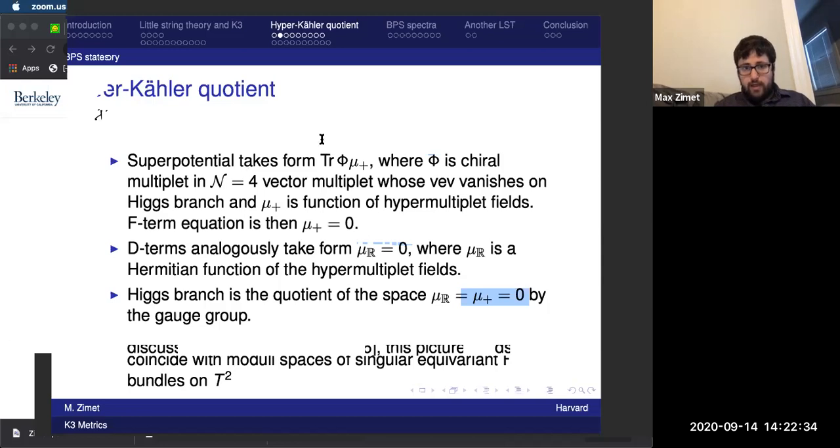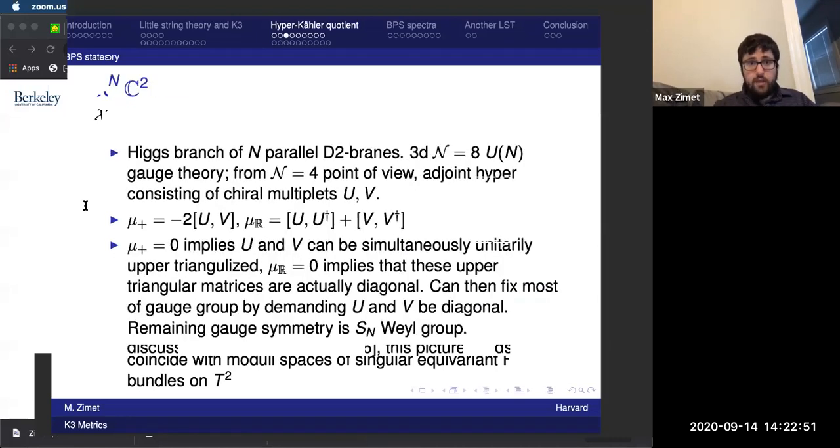Okay, so this can all be described mathematically, not just physically, where you start with some bigger hyper-Kahler space, you study the zero of some moment maps, and then quotient by the gauge group, and that gives you some hyper-Kahler quotient. So just as a warm-up for what sort of gauge theory one ought to use in order to obtain the moduli space one desires, let's first just study the Higgs branch of N parallel D2 branes.